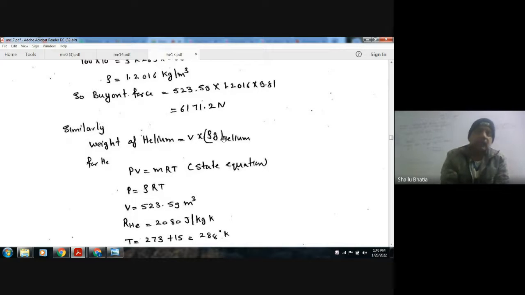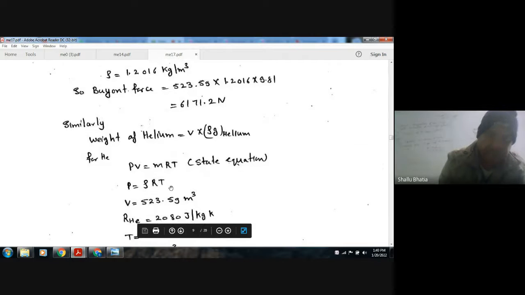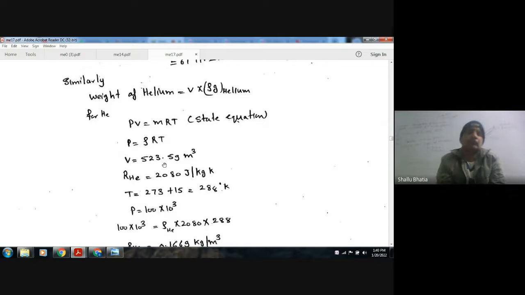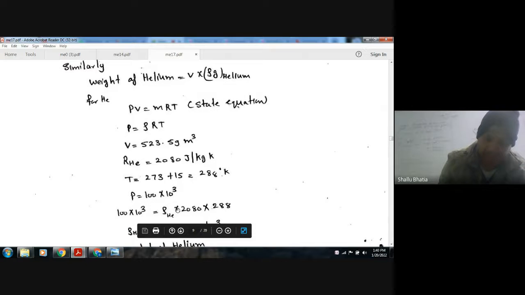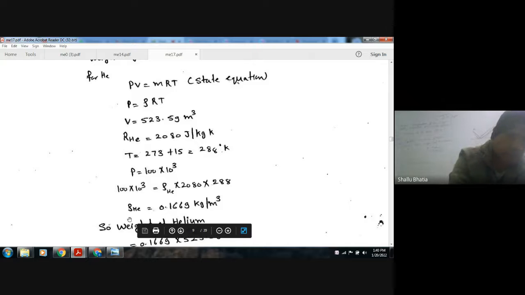The pressure and the temperature inside the balloon are given. By using the ideal gas equation, V is the same as the volume of the balloon, given as 523.59, and R_He is given, that is 2080. The temperature inside the balloon is 28 degrees Celsius, and the pressure is also the same. So from this we can find out rho of helium.